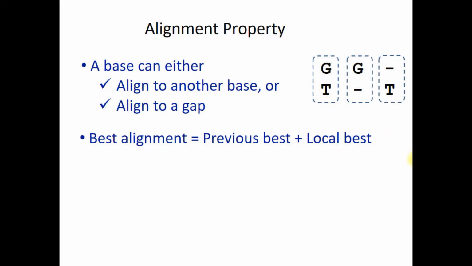Either go in the diagonal direction, or the horizontal direction, or the vertical direction. Okay, another important property is that the best alignment is equal to the best alignment in the previous position plus the best alignment at the current position. Seeing this equation, I think some students with a computer science background would already know the title of my next slide. That's right, it's dynamic programming.